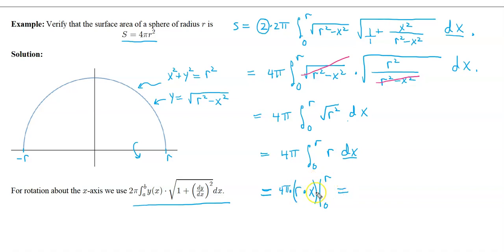And putting in an r for the x here, and a 0 for the x, and subtracting, we get, and that's exactly what we wanted. So we've verified the surface area for a sphere of radius r to be 4 pi r squared.